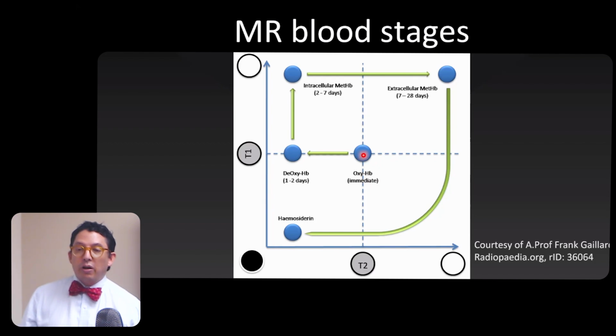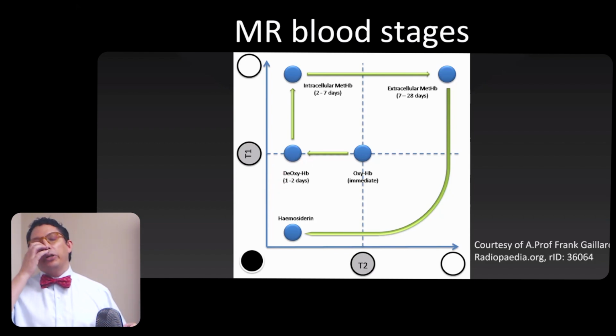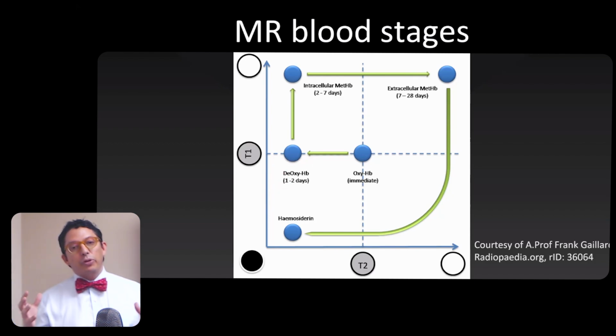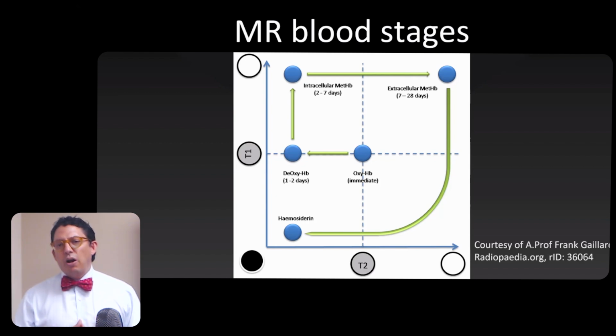Now, as it loses oxygenation, the blood becomes darker on T2, and that usually happens a day afterwards. So in the first day, it's iso. In the second day, the blood is actually dark on T2. So you start seeing something that is isointense on T1 and dark on T2. And that's where it's deoxyhemoglobin, and that usually only lasts for the first day and a half.